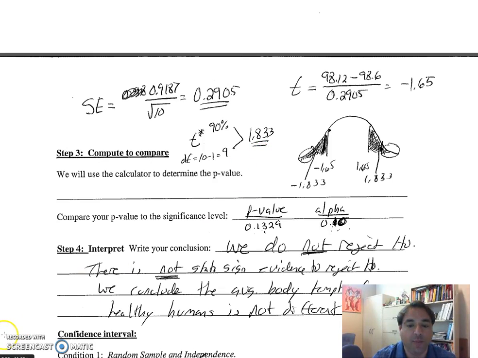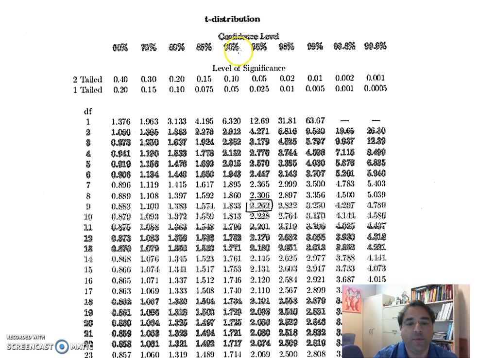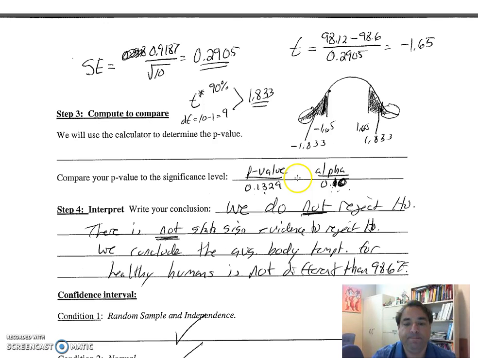We're going to go to the table to look up 1 point and make sure we get 1.833. Okay, so at the table, we look up 90 and 9, and that gives us 1.833. Now if we do a picture of our t-star, 1.833 would be to the right of 1.65, and negative 1.833 would be to the left of negative 1.65. Those two areas combined would be our alpha. So our p-value is greater than our alpha, so we do not reject.